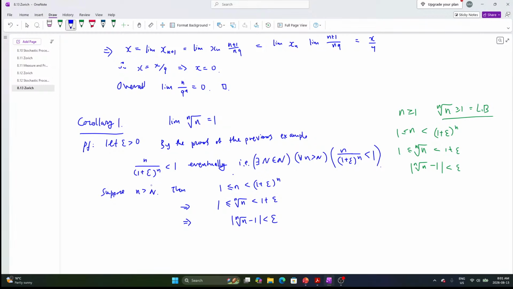So now we have all the ingredients we need. For arbitrary epsilon greater than 0, there exists big N, suppose little n greater than big N, and finally the distance is less than epsilon. Okay, so yeah, that's the end of the proof.